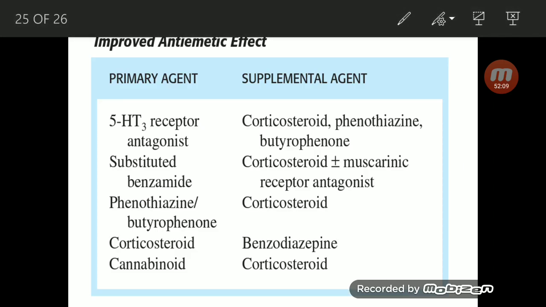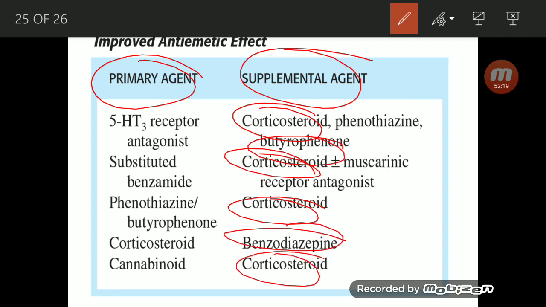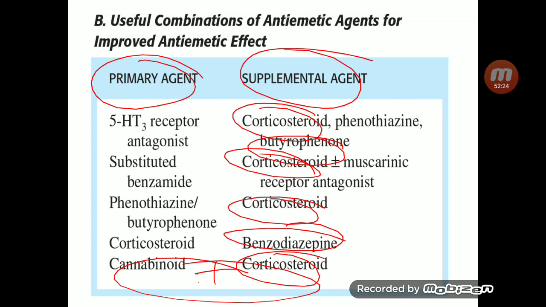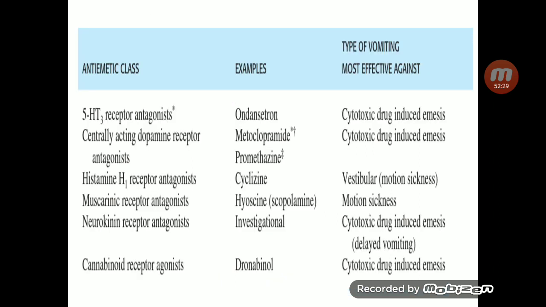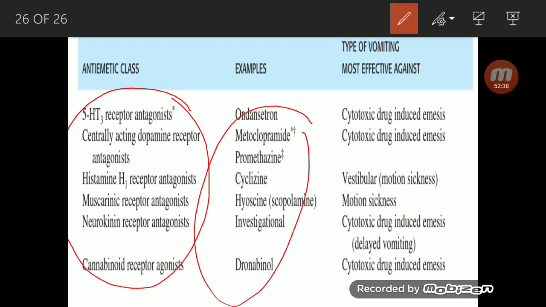So see, you have your primary agent and your supplementary agents. These are your adjuvants being used in combination, a useful combination of antiemetic drugs for improved antiemetic effects. And lastly, you have the different classes of drugs, examples of the drugs, and the type of vomiting that each is most effective against.